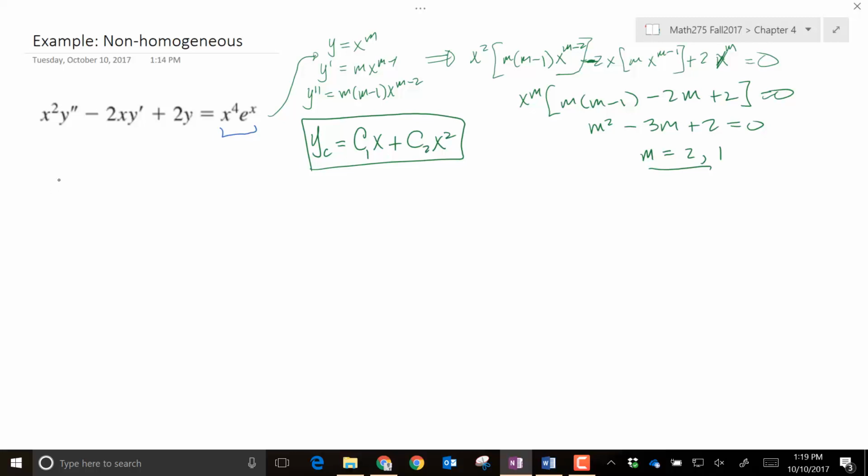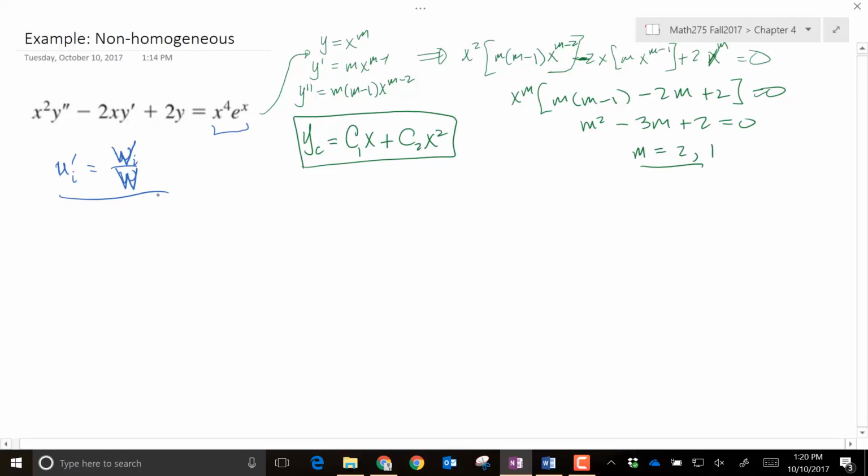So we need u prime is equal to W over W. So there's only two of them. So u1 prime is going to equal W1 over W, and then u2 prime is going to equal W2 over W. This should be capital W. I don't know, it makes a difference. And so we need to find all these Wronskians.